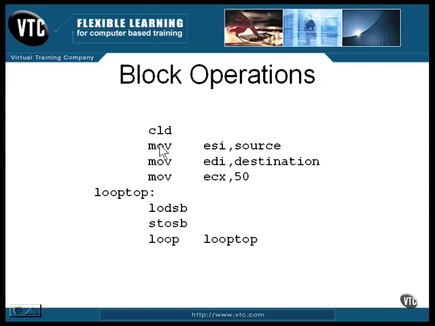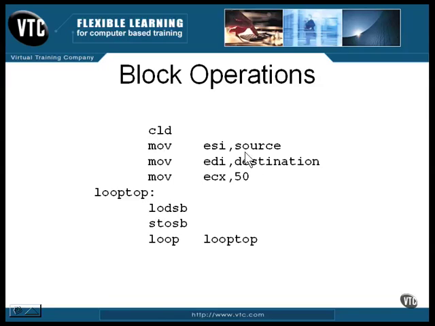This code snippet will copy a 50-byte block from the source to the destination. But to do that, you have to set things up first. This instruction clears the direction flag. Now it's important that you do this because the flag is actually a part of the two opcodes used to copy data. More about that in a minute.